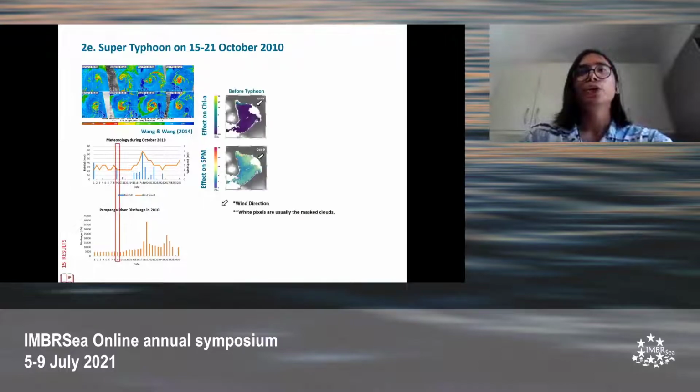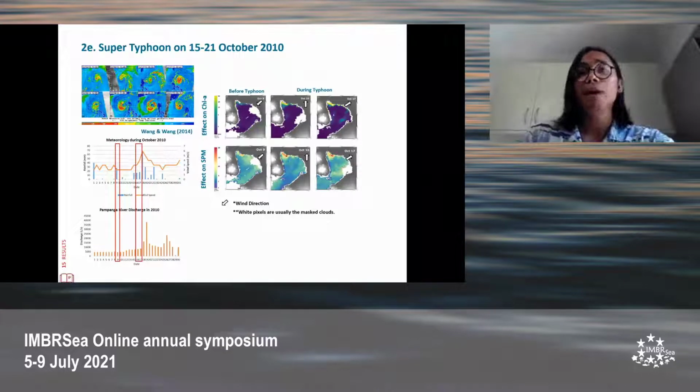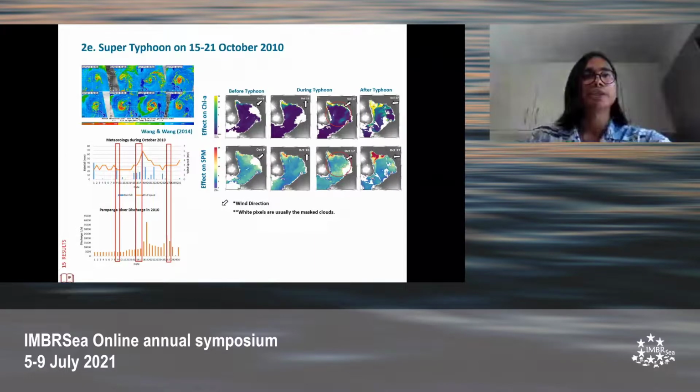So for example, on October 9, we can see that the chlorophyll A high concentrations were more localized in the northern part of the bay. But during the typhoon, we observed a slight increase in the middle part of the bay. However, a week after the typhoon, we can see that there was a widespread occurrence of the high concentration.